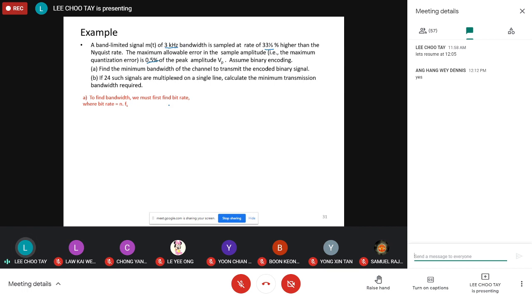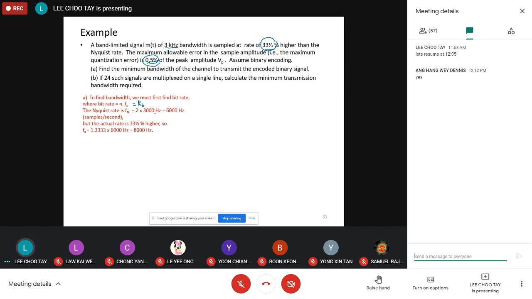Now, to find the bandwidth, you must first find the bit rate. Our bit rate is given by n times fs. This is our RB. To find n, we must use the specification for the maximum quantization error. And what is fs? fs is given here: 33 1/3% higher than the Nyquist rate. So if you find your Nyquist rate and multiply by 1.33, that will give you your sampling rate, fs.